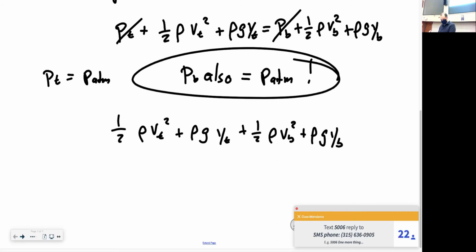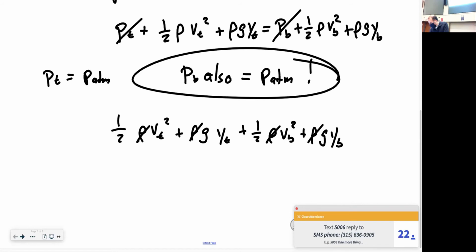And you'll notice there's a rho, a density, in every single one of these terms. If we divide by density now, this is the density of the fluid, they all go away. So that's nice. It doesn't matter what the density of this fluid is, it will be the same. We're going to get the same answer no matter what the density is. So it's independent of the density of the fluid.